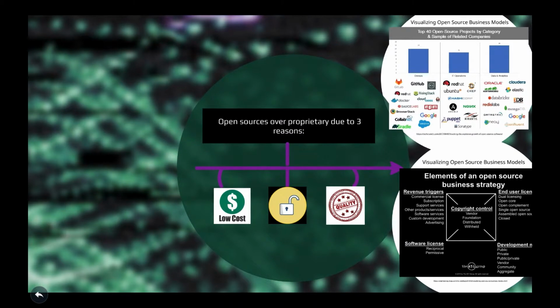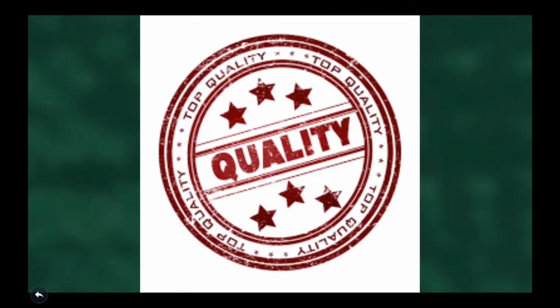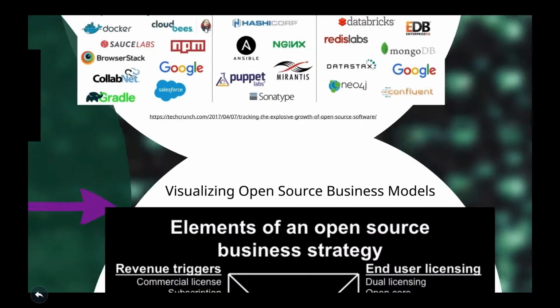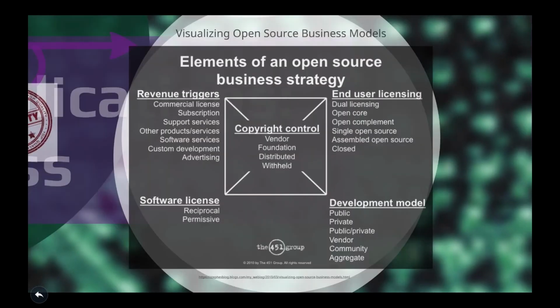Some companies choose open source over proprietary due to 3 reasons: low cost, no vendor lock-in, and better quality. If we take a look at the graph, we can see that there are 3 companies that use open sources. Another example comes from a man named Matt Aslett. In this graph, he presents a model to allow one to visualize businesses that use open source in their solutions.